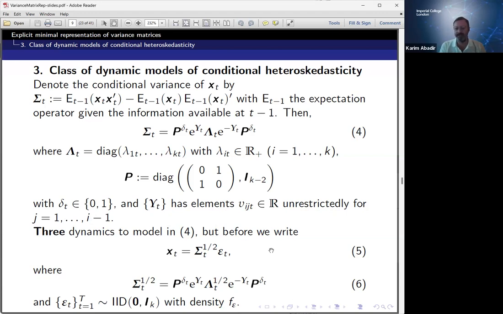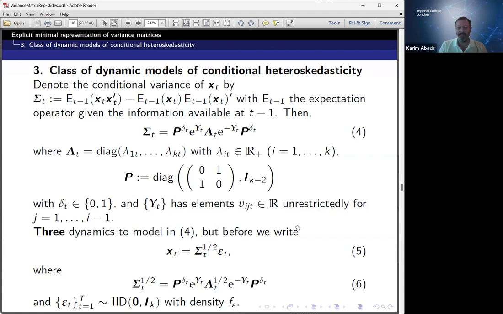But before I do that, let me just write the usual specification for conditional variance models or conditional heteroscedasticity models, which is using the square root of the variance matrix. And this is the symmetric square root, which is given in equation 6. If you multiply it by itself, you recover the sigma. So the only place where you really have a square root is the diagonal, the square root of the diagonal elements.